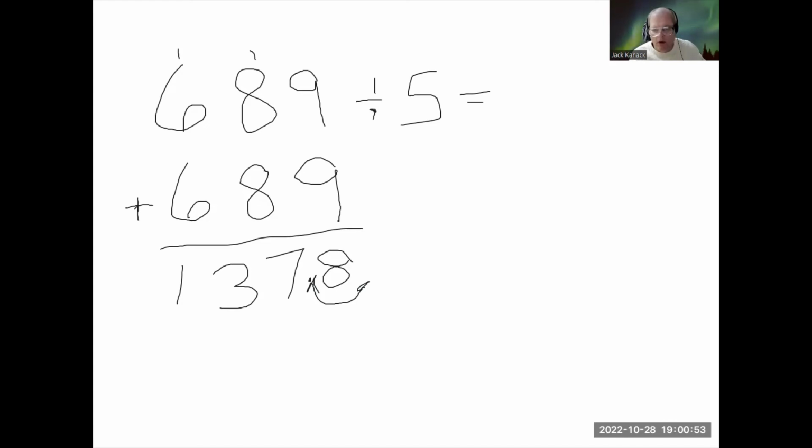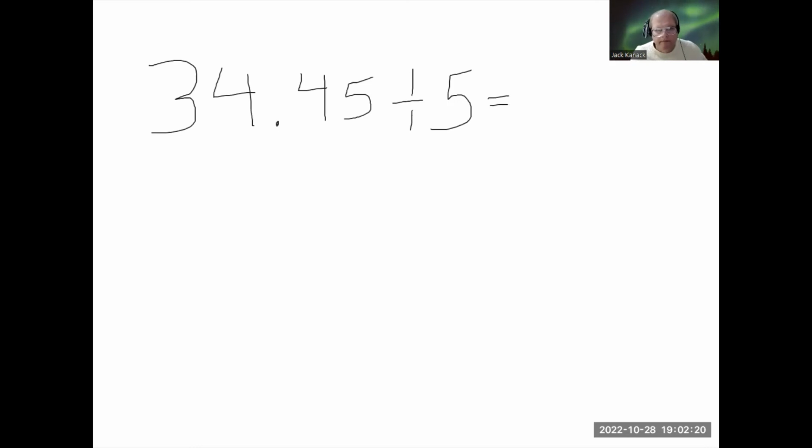Now, let's go and try something different. How about something with decimal places? How about 34.45 divided by 5? Well, we're going to add another 34.45. So as we did with the other examples, we'll run it through the formula here.